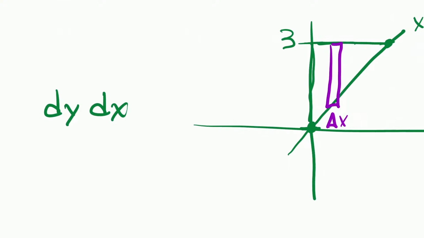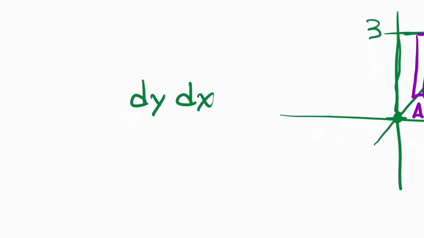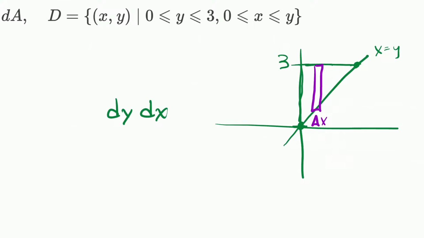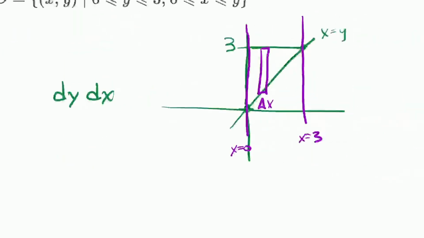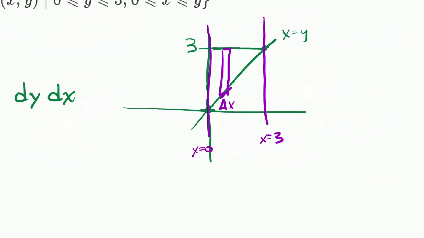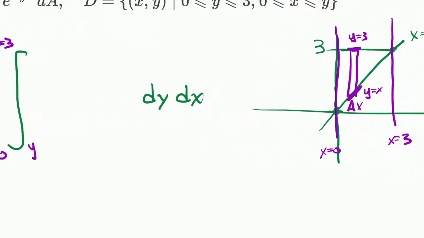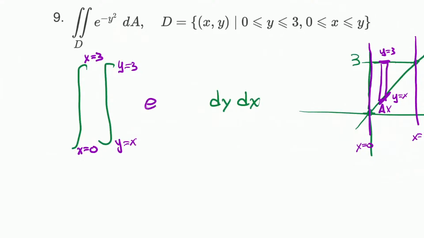Okay, so we've got that there. The limits, let's see. The knife begins over here at x equals 0 and ends over here at x equals 3. So that's this part. And then if you think of the bottom of the rectangle as being on that line, the top is on that line. So that's y equals x. This is y equals 3. So that's the way I would set that up if I were going to do it this way. But I'm not, because that's going to be way harder than what we're going to do.